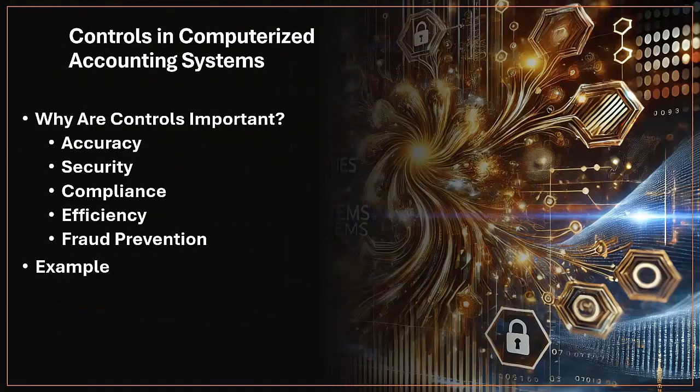Why are controls important? Accuracy. They ensure the financial records are correct and free of errors. Security. They protect sensitive financial data from unauthorized access. Compliance. They help businesses follow accounting laws and standards. Efficiency. They reduce the time spent fixing mistakes and streamlining processes. Fraud prevention. They prevent dishonest employees from tampering with the records.